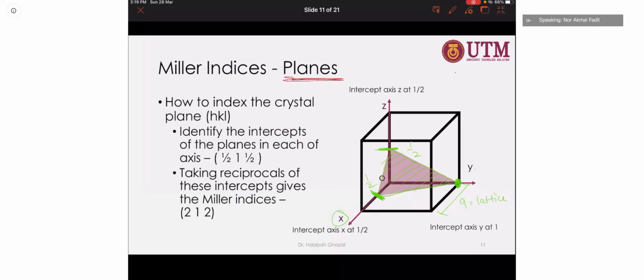Okay, so unlike direction, if you write the Miller index for the directions, you need to write it in this square bracket. This indicates direction. However, this one indicates planes.